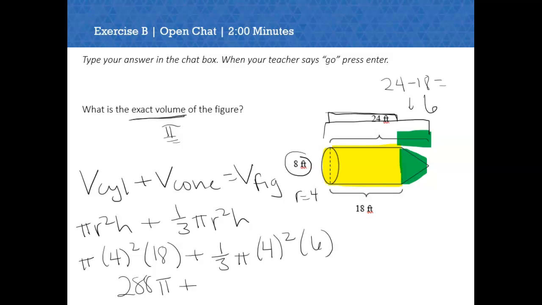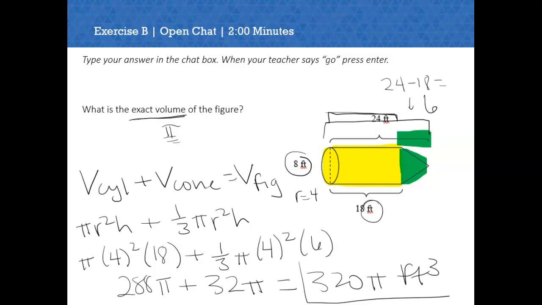So one way to do that is 4 times 4 for 4 squared times 6 divided by 3, because that's 1/3. So 96 divided by 3 is 32. So 32 pi. Now we add this together. 288 plus 32 is 320 pi. And our units, we see feet, so feet cubed. That's how we find the exact volume.